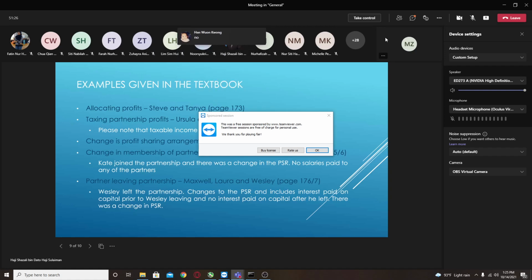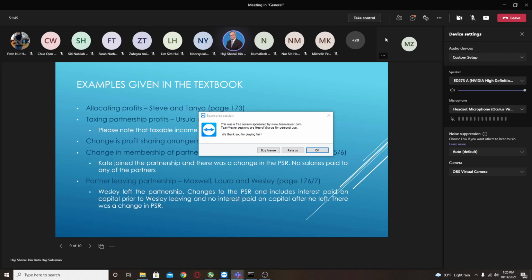Okay, so just go through the examples. You don't have to fully understand 100%, but at least understand the principles of how partnerships are allocated.